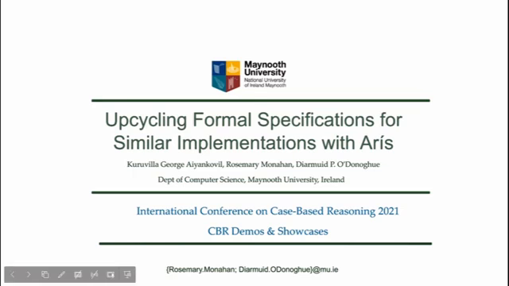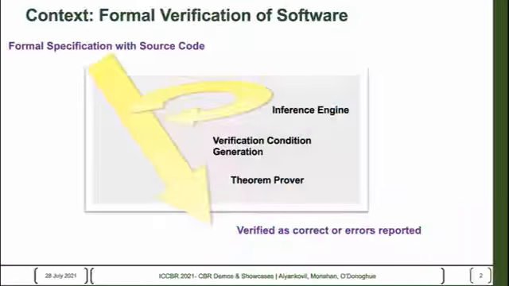Welcome to our demonstration of how we upcycle formal specifications for similar implementations with our system Arís. While formal verification of source code has become more popular in many real-world applications, successfully verifying the code requires three critical, difficult activities. These are writing mathematical or formal specifications describing the task to be achieved, writing the source code to solve the task, and proving the correctness of the source code implementation with respect to its specification.